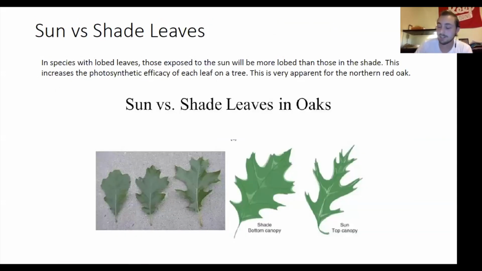I've mentioned sun versus shade leaves in the past two classes. Like I said, I want to have all the information from the previous two classes in this presentation, although this feature does not really apply to the species we're talking about. But in general, our sun leaves at the top canopy are smaller and more lobed than our shade leaves in the bottom canopy, which are larger and less lobed. Our lobes are a lot more distinct in our sun leaves.